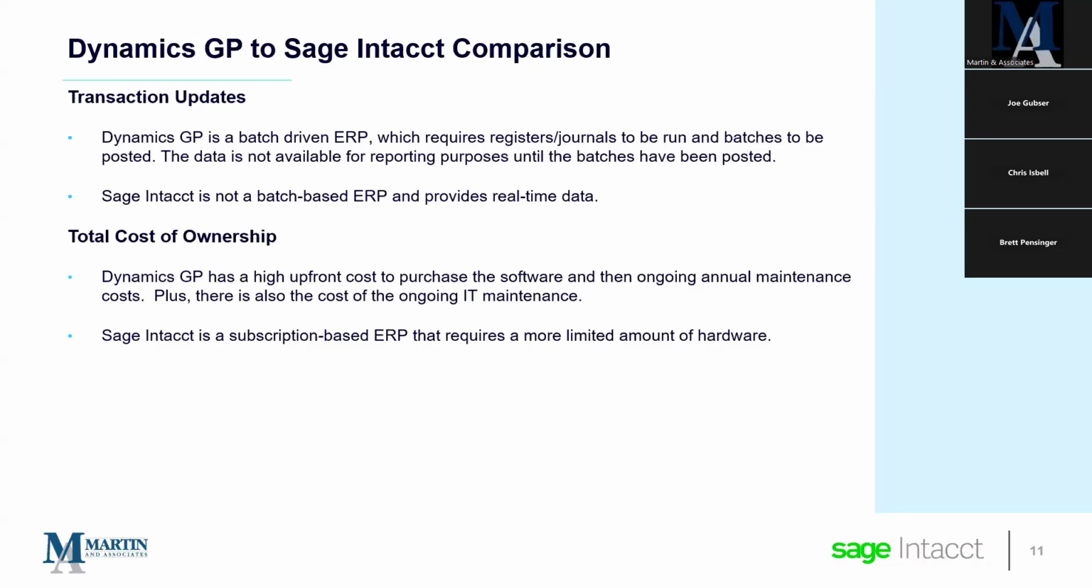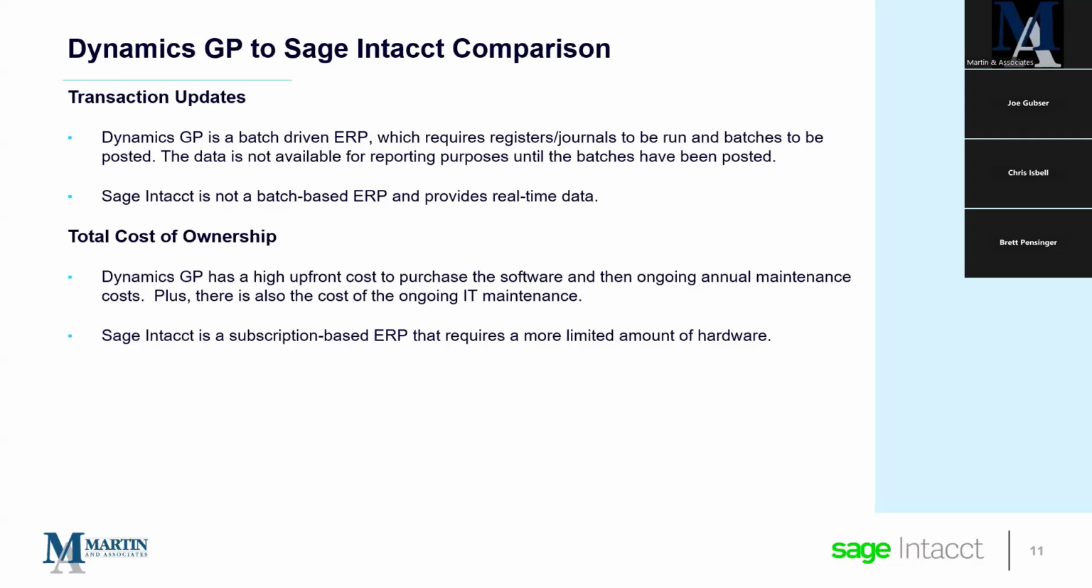It is real-time data, and you post transactions as you enter them, which we'll see here in a little bit. Total cost of ownership: Dynamics GP had a higher upfront cost because you actually had to purchase the software, and then you had ongoing annual maintenance costs on the software side. You also had the cost of ongoing IT maintenance, which kind of goes away with Sage Intacct because you don't have to have a server now, and you don't have to have powerful workstations to run your ERP.